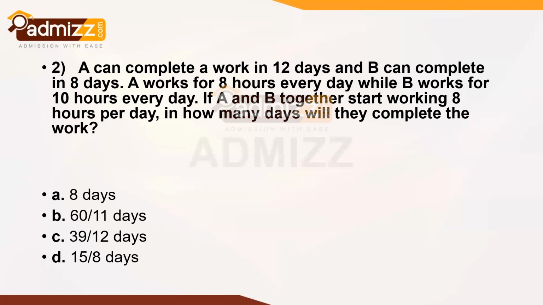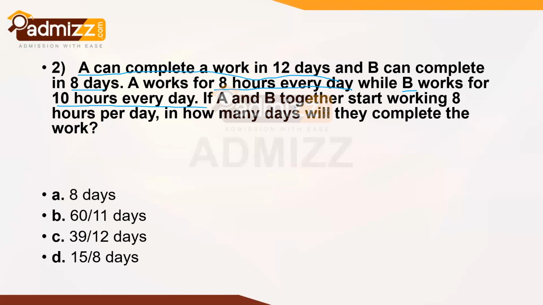Take a look at this, right? A can complete a work in 12 days and B can complete the work in 8 days. A works for 8 hours every day while B works for 10 hours every day. If A and B start working together 8 hours per day, in how many days will they complete the work, right?